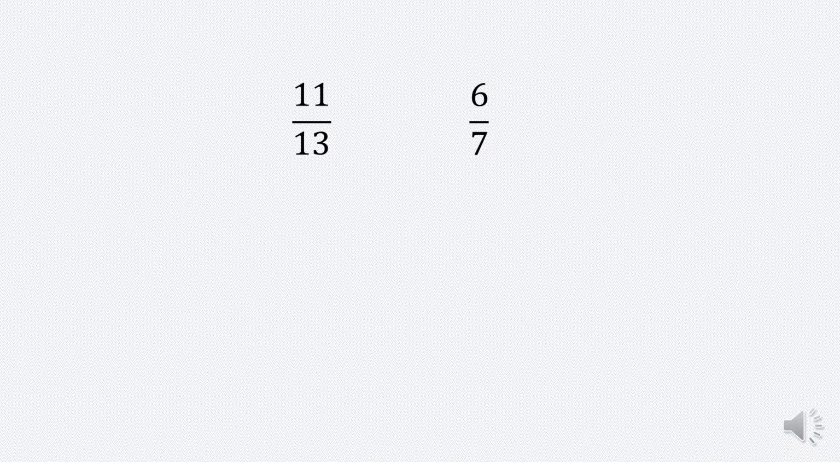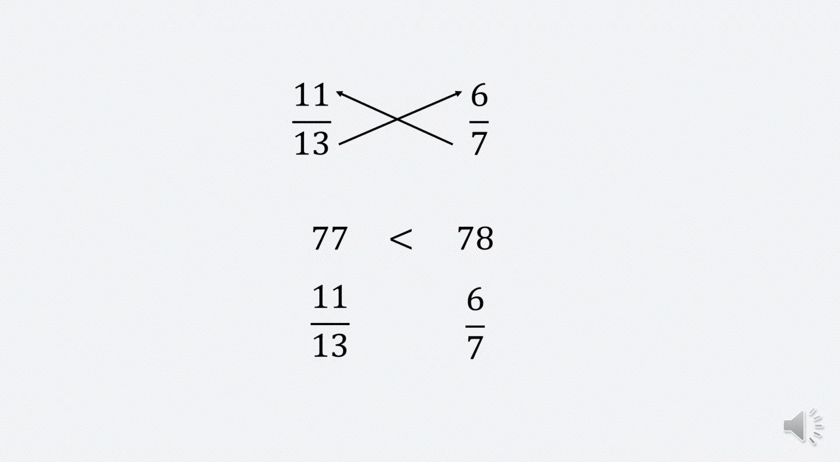Once again, take the denominator of one fraction and multiply with the numerator of the other fraction. So I'm going to do 7 times 11. You get 77, write it on that side. 13 times 6, you get 78, write it on that side. 78 is bigger than 77. So we can conclude 6 over 7 is bigger than 11 over 13.